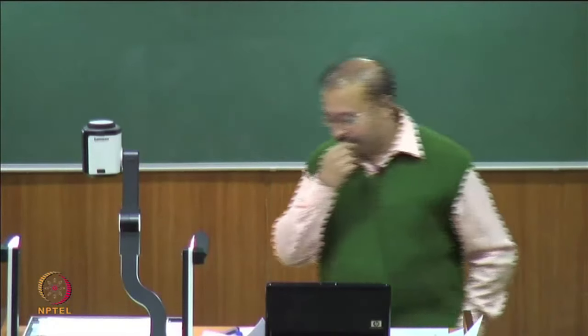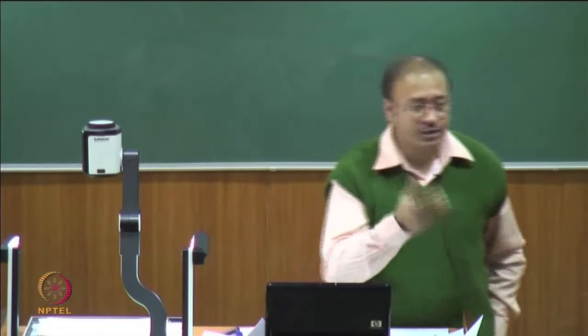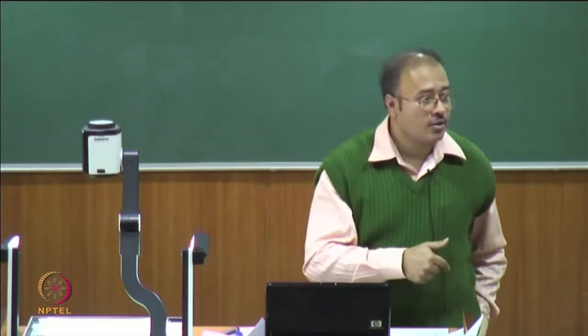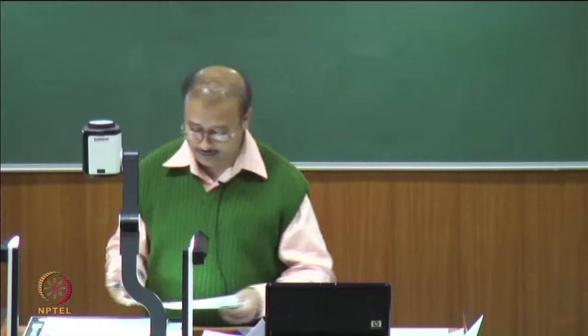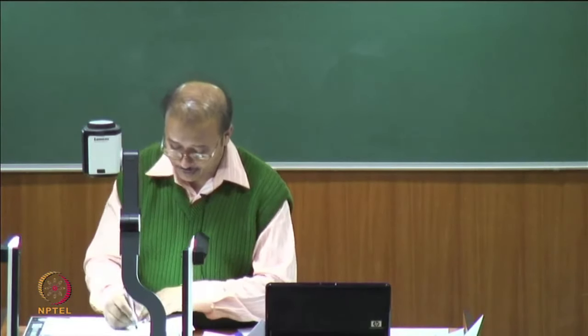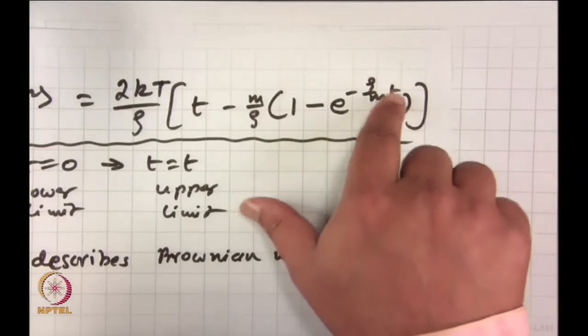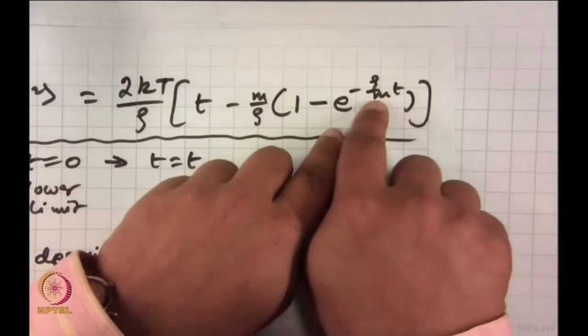As someone pointed out, what should the ideal limits be? 0 to infinity. I am not taking infinity, as I said, but now I can make an assumption. I will come back to this in the next class, but I am trying to realize this. If I take t to be much greater than m by xi, what will happen? See, m by xi is also time, it is tau, where tau is equal to m by xi.